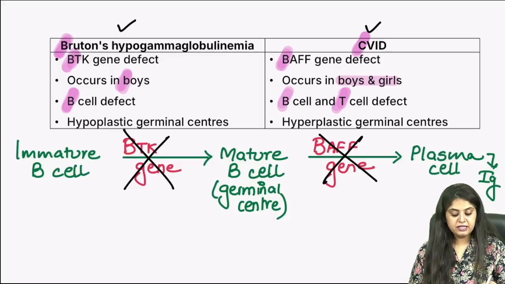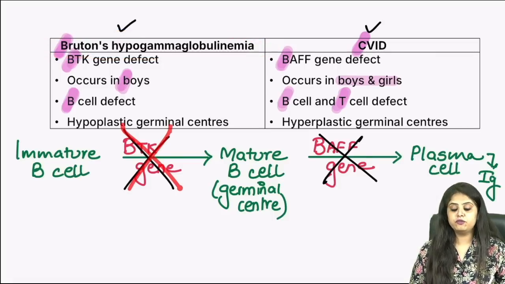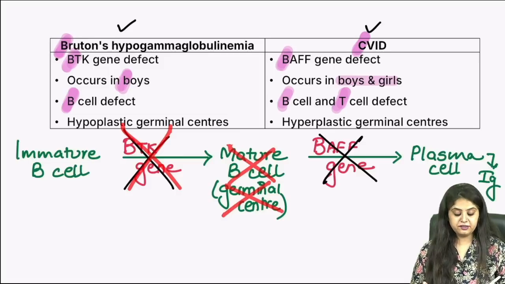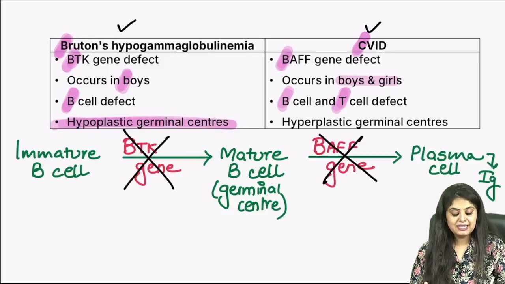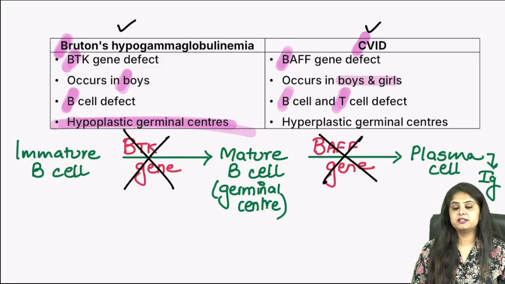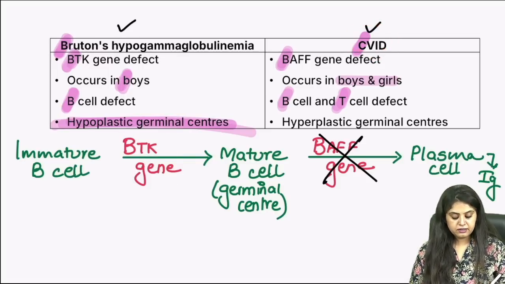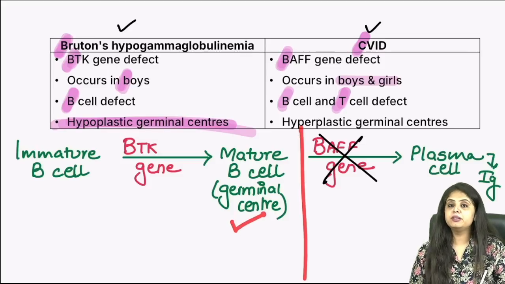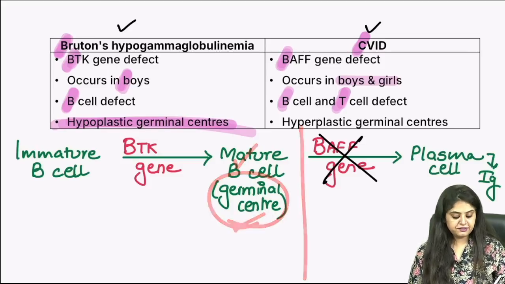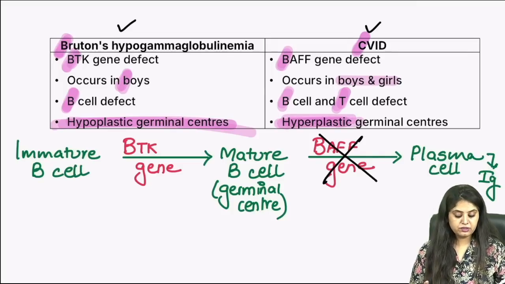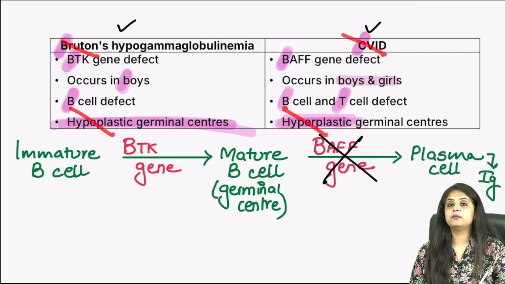What's the next difference? Now if you look carefully, in Bruton's hypogammaglobulinemia, it is the BTK gene that is not formed. This means the germinal center will never be able to form. There are no mature cells, meaning the germinal center is not formed. There is a hypoplastic germinal center. Whereas in common variable immunodeficiency, you know that till here the pathway has been fine. This means the germinal center has formed, the mature cells have formed, so they will keep forming. And thus in CVID there is a hyperplastic germinal center. So Bruton's has hypoplastic, CVID has hyperplastic.